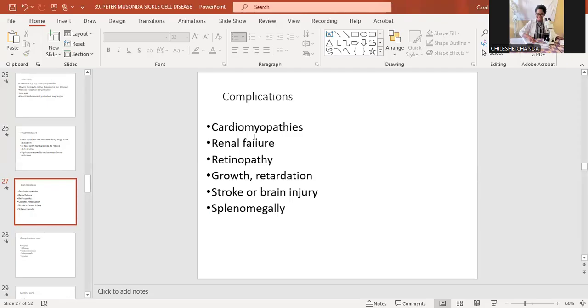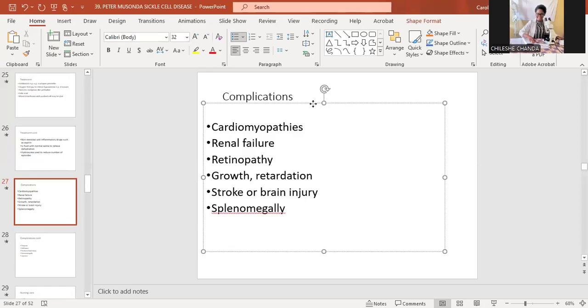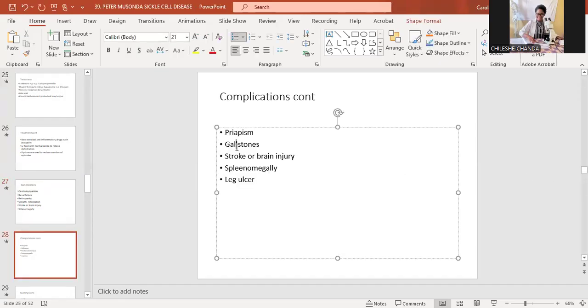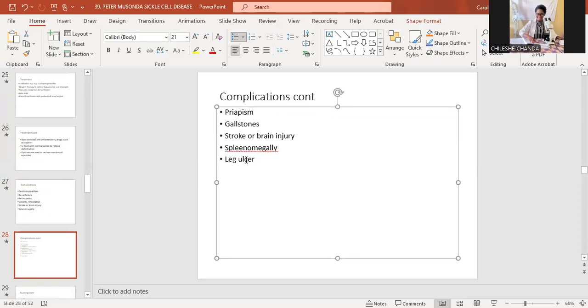Patient will end up having renal failure. This is as a result of reduced blood supply to the kidneys. Patient will end up having retinopathy due to infection in the blood vessels that are taking blood to the eyes. Patient may end up having growth retardation in children because of the increased energy demands. Patient may end up having stroke or brain injury and splenomegaly, because remember, the spleen is involved in breakdown of these red blood cells.